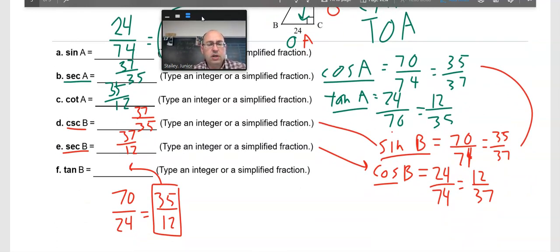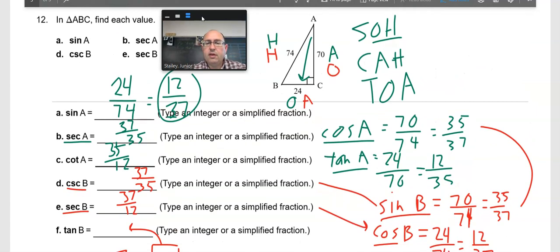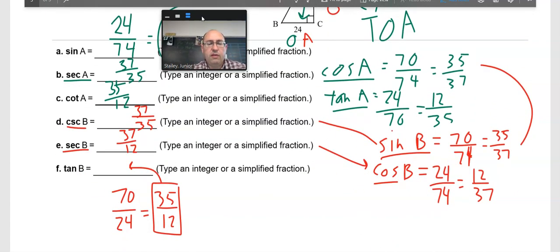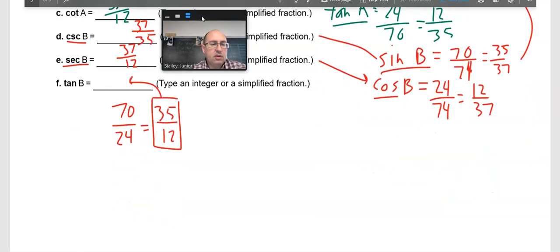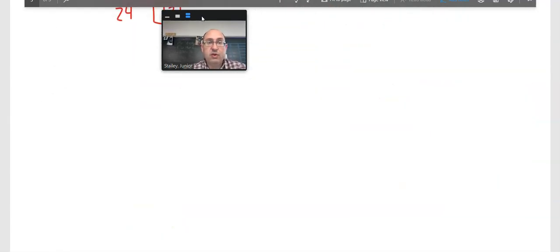Holy cow. All right, so tangent of angle B, we've got opposite over adjacent, 70 over 24, which reduces to 35 over 12. And that's not a reciprocal trig function, so I don't have to do any flipping. And that's all she wrote on that one.